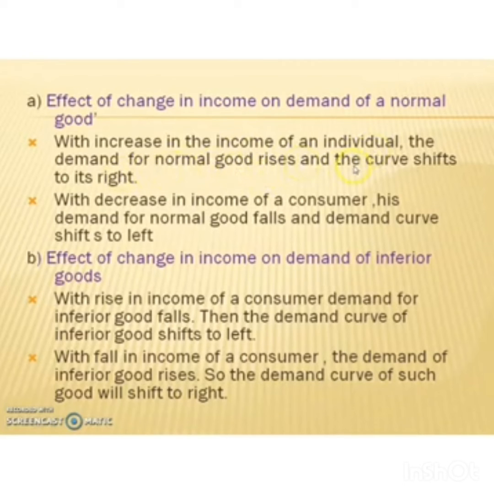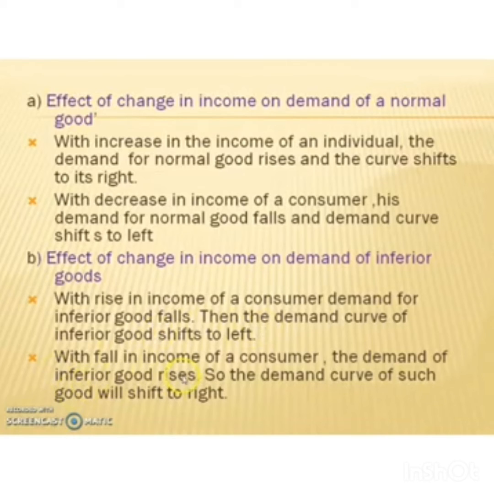So the demand curve of such good shifts to its right. Then with the decrease in income of a consumer, his demand for normal good falls and the demand curve shifts to the left. Then in the case of inferior good, with a rise in income of a consumer, demand for inferior good falls. Then the demand curve of inferior good shifts to the left.